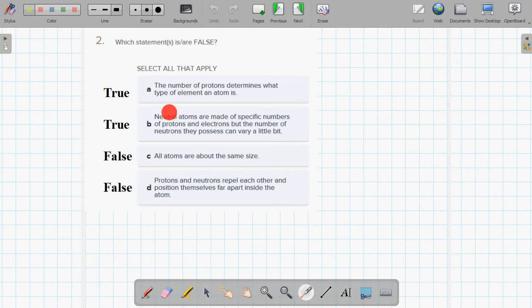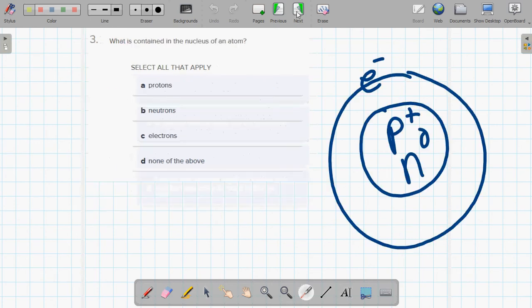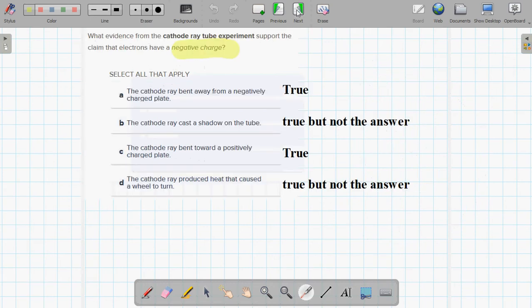But the neutrons can actually change, because it might have 6 neutrons, it might have 7 neutrons, it might have 8 neutrons. And we call those atoms of an element with different numbers of neutrons isotopes. Protons and neutrons are in the nucleus, electrons are outside of the nucleus.